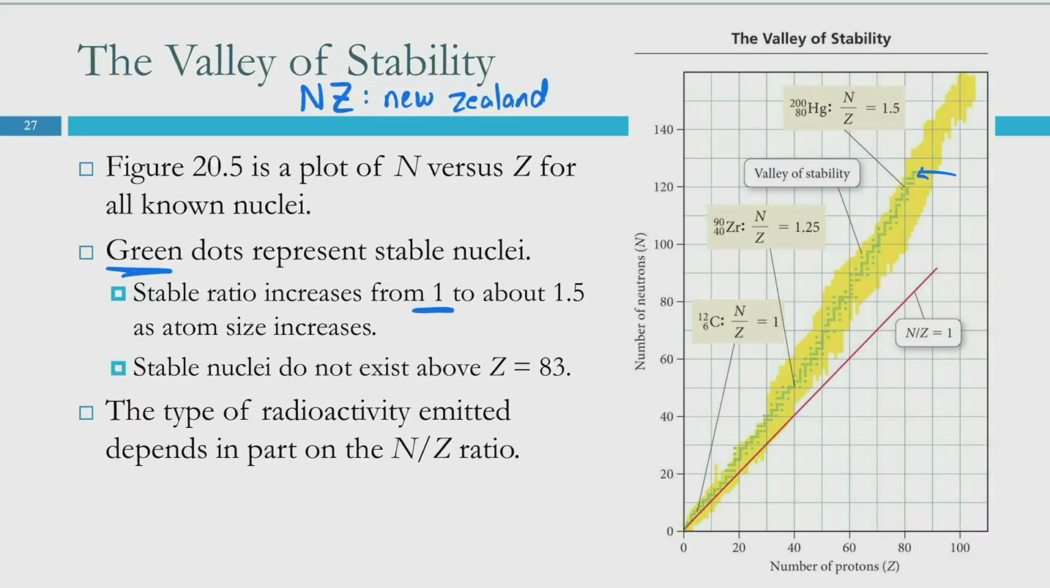The ratio is from about 1 to 1.5 N to Z. So neutrons per proton. And our largest Z number is 83. You can't get a stable nucleus above 83, which is bismuth.